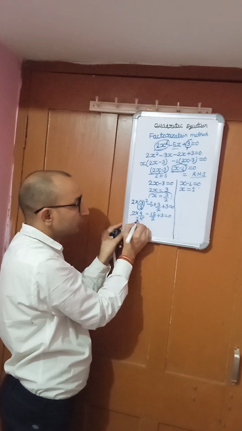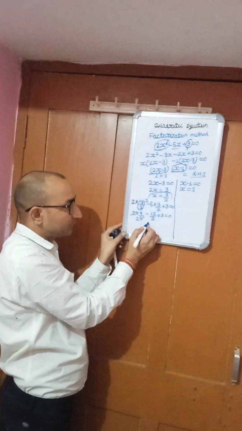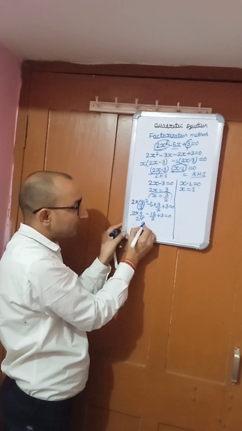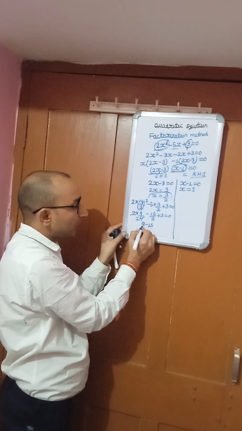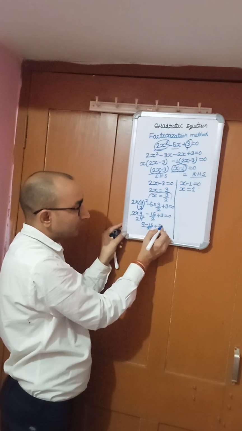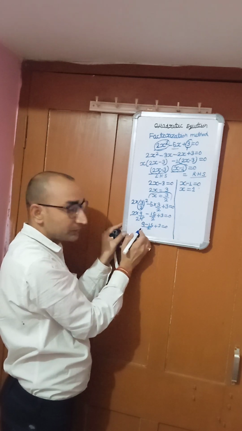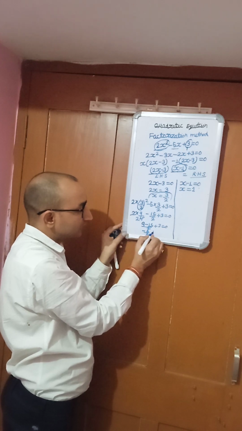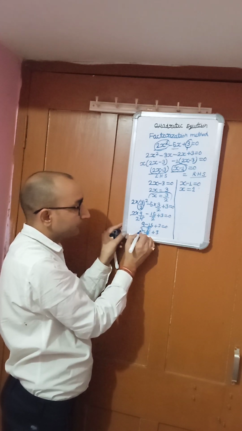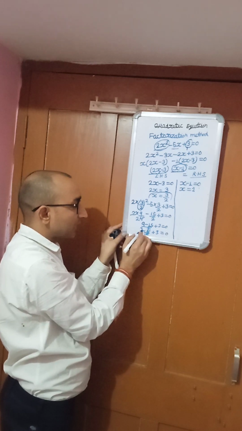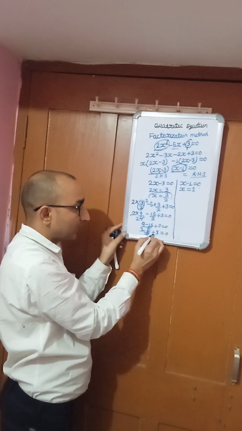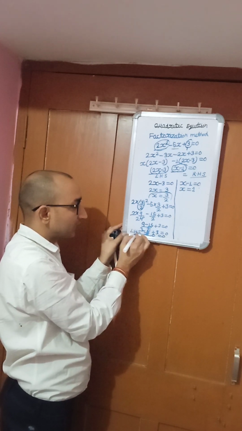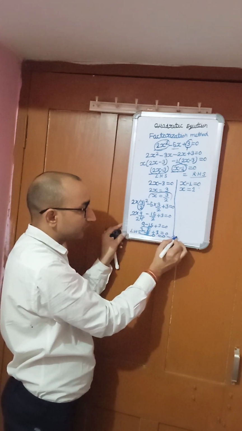Here 2 into 9 by 4 means 9 by 2, minus 15 by 2. The denominator is the same here, so we can write 9 minus 15 by 2 plus 3 equals to 0. 9 minus 15 is minus 6. Minus 6 by 2 is minus 3, plus 3 equals to 0. See here, minus 3 plus 3 becomes 0 and this side is also 0. Means LHS is 0 here and RHS is 0 here.